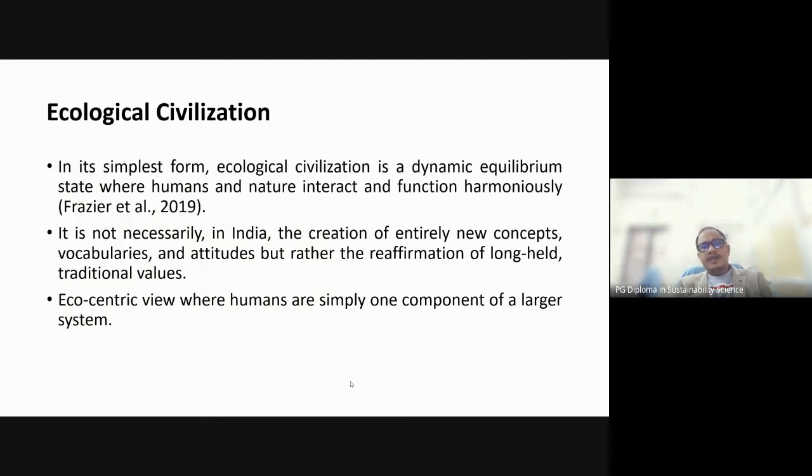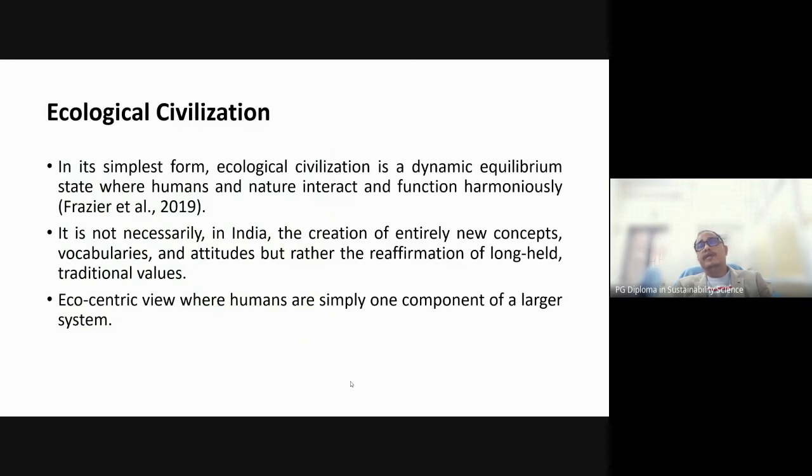Then why do I bring ecological civilization in at this point? When we talk about ecological civilization, in the simplest terms, it is a dynamic equilibrium state where humans and nature interact and function harmoniously. Is it a neutral term? Not exactly. In the case of India, for example, in our tradition and culture, we respect our natural environment. A simple example: if you look at any civilization, it may be the Harappan civilization, or across the world, every civilization has its own unique identity. In the same way, they had an ecocentric view of how they managed or maintained their relationship with the environment.